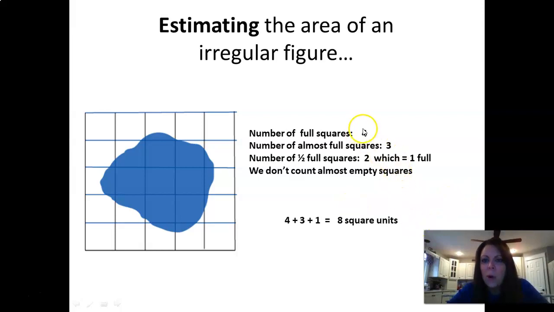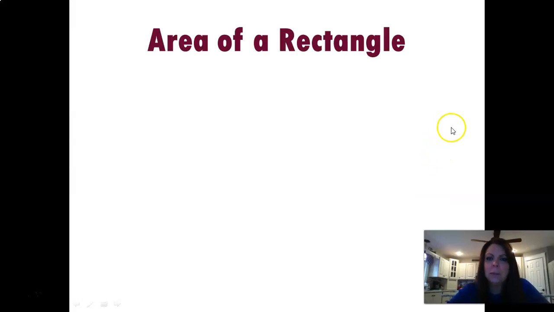So we would add up what we know for sure. We have 4 full squares, 3 almost full, and 2 halves, which equal 1 more. So 8 square units we would estimate that picture to be.